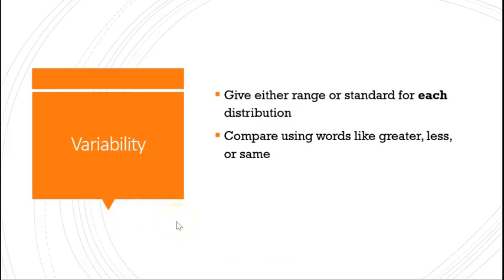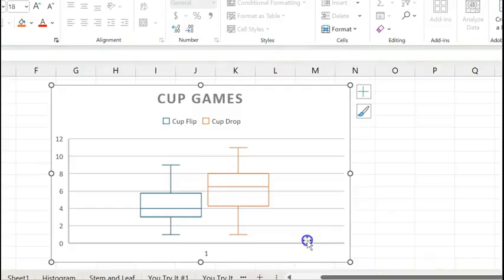Okay, we're going to do the same thing for variability, either range or standard deviation, most likely going to be range, and compare them. Okay, so I can see here that cup flip looks like it goes from 9, I think that number's 9, to 1. So cup flip would have a range of 8, and then cup drop is going to go from 11 to 1 as well. So that's going to have a range of 10. So again, I would say the range of cup drop is 10, which is greater than the range of cup flip, which is 8.